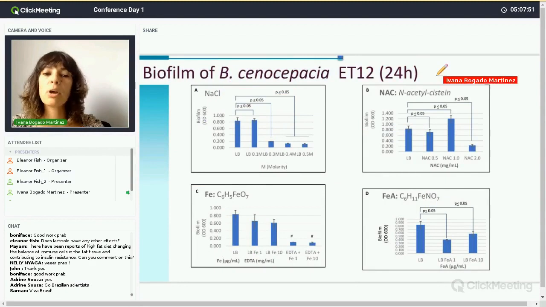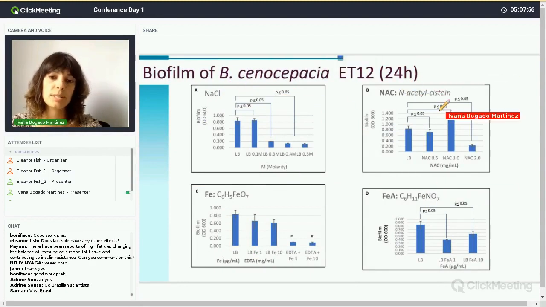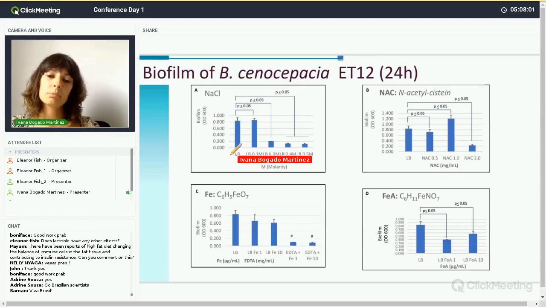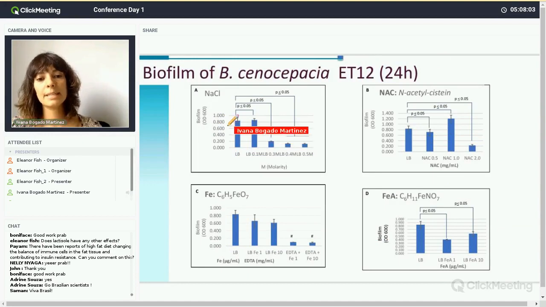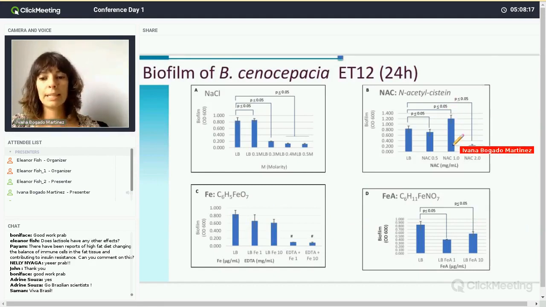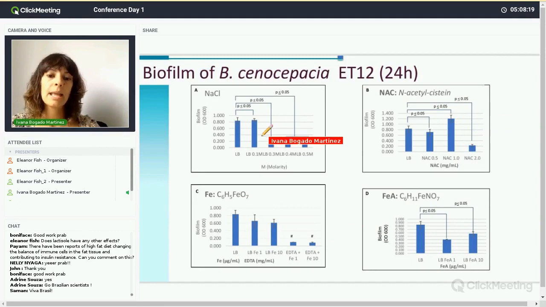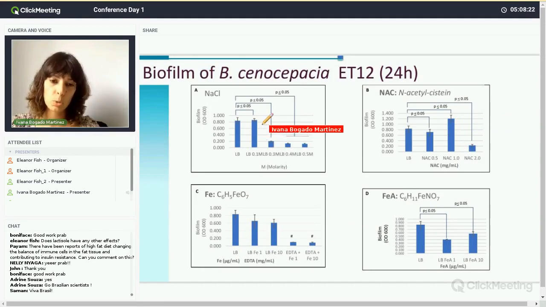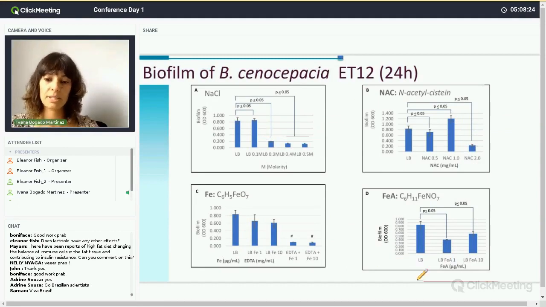The other results we obtained are related to biofilm. Each of these charts represents a different substance we used in this study, and the major behavior we can see here is that as we raise the concentrations of the substance, we reduce the ability of the bacteria to develop the biofilm, except at this point for N-acetylcysteine and this point for sodium chloride, where the effect is reversed.